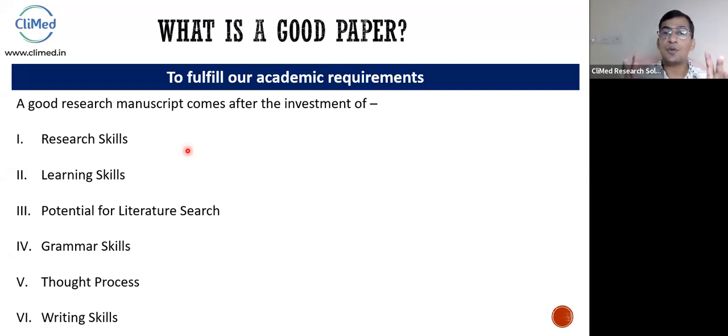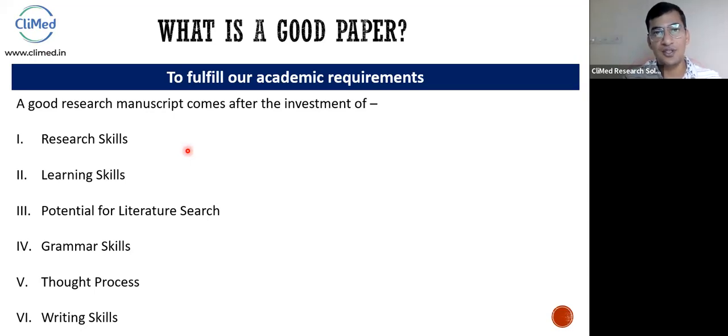Those things will come when you have great potential, when you know how to do a good literature search. You should have great potential for the literature search. You should know what the search engines are where you can get your data, how to get the data, how to get the relevant references, how to get the relevant stuff, and how to extract the information out of that.